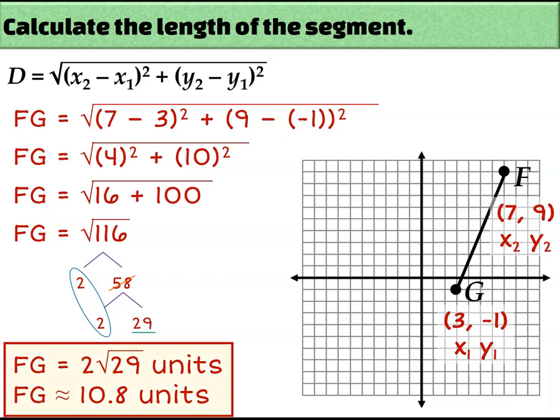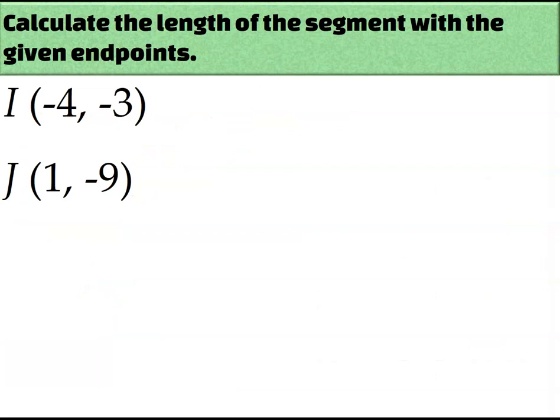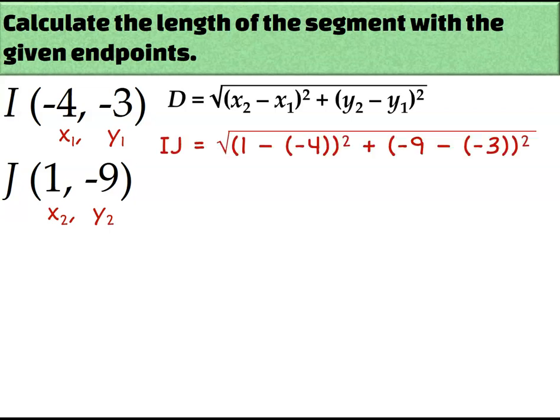You actually don't even need a graph in order to calculate the length of a segment in the coordinate plane. You just need to know the coordinates. So I'll go ahead and label I as x1 and y1, and J as x2 and y2, and then plug the numbers into my formula. So 1 minus -4 squared plus -9 minus -3 squared, big square root over top of it, and let's simplify. 1 plus 4 is 5, -9 plus 3 is -6.